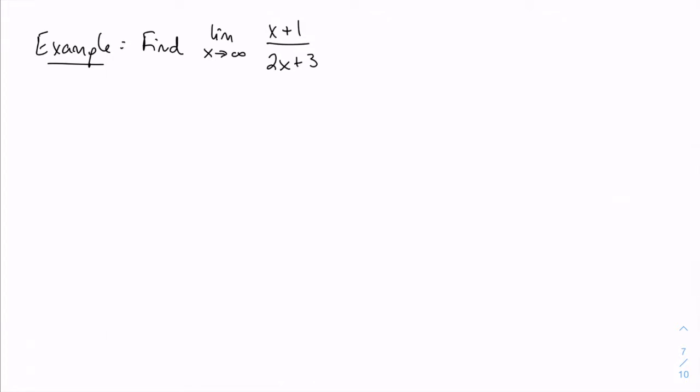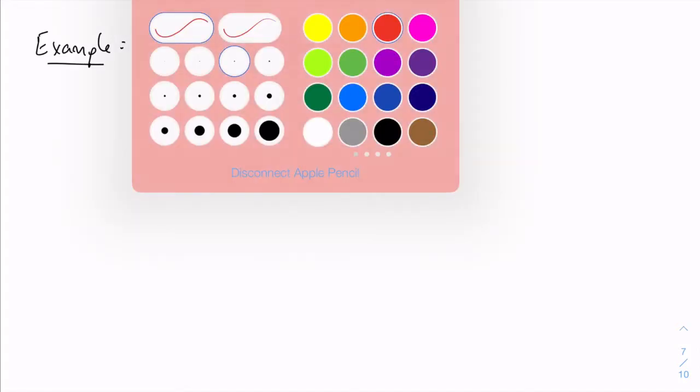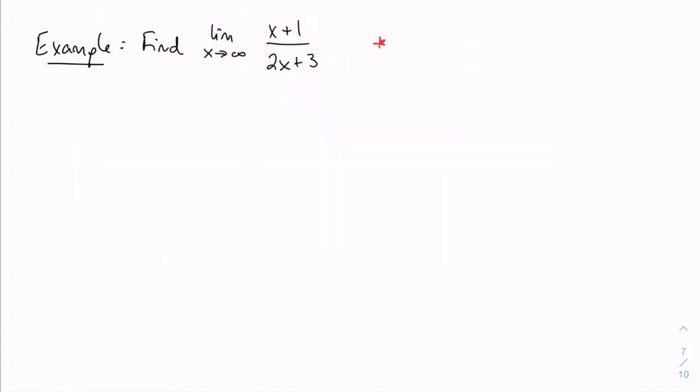Find the limit as x approaches infinity of x plus 1 over 2x plus 3. This, by the way, is just a fancy way of also asking you to find the horizontal asymptote. If you remember from our discussion in part 2, the horizontal asymptote is the value that the function approaches as x approaches either plus or minus infinity, and that's exactly what we're looking at here.